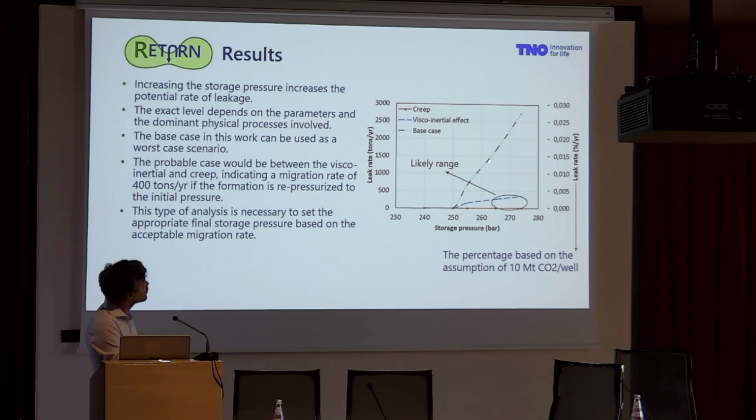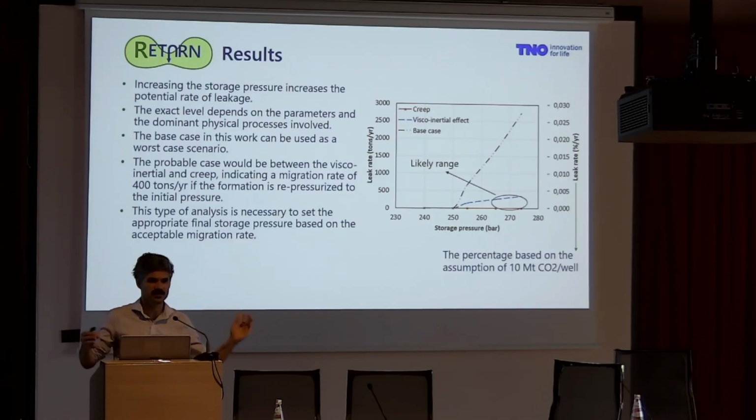The base case here really assumes everything is a single phase flow. It's very, very, very conservative assumptions. When we look at a little bit more meaningful physics that are very easily observable in the lab, then you get around, let's say, 300-400 tons a year. And again, this is, for example, you're looking at 10 megatons, so 10 million versus 400 tons of leakage. So the order of magnitude is quite low compared to how much we're injecting.